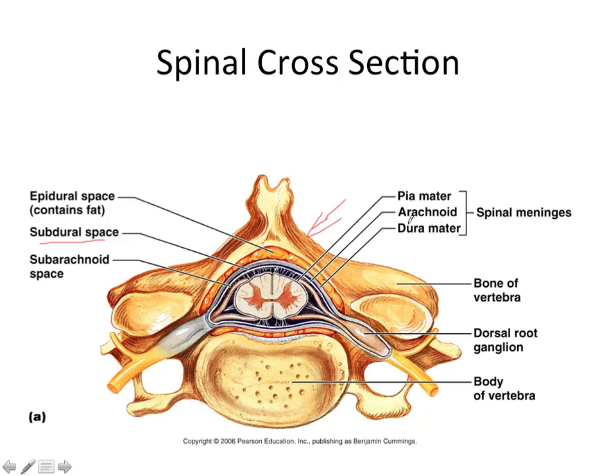Below the arachnoid membrane there is also a space. That's the space between the arachnoid membrane and the pia mater. That's called the subarachnoid space. The subarachnoid space is also very important because it's widely used in the clinic. The physician can induce subarachnoid anesthesia for surgery.